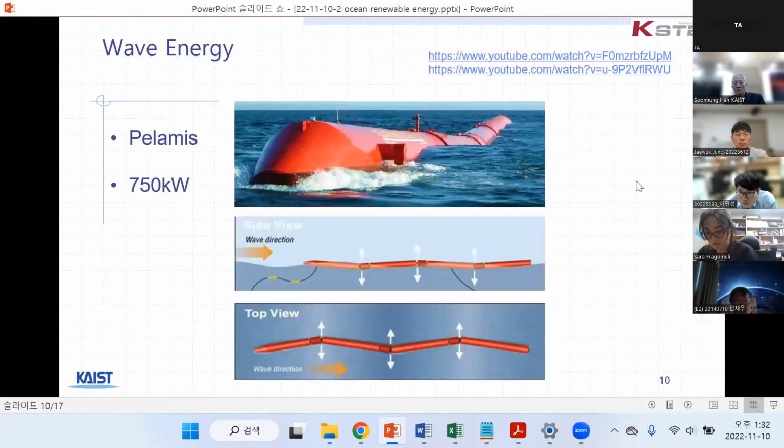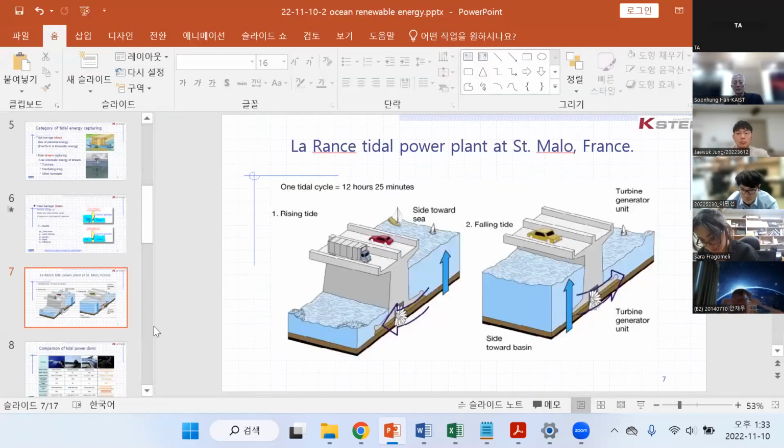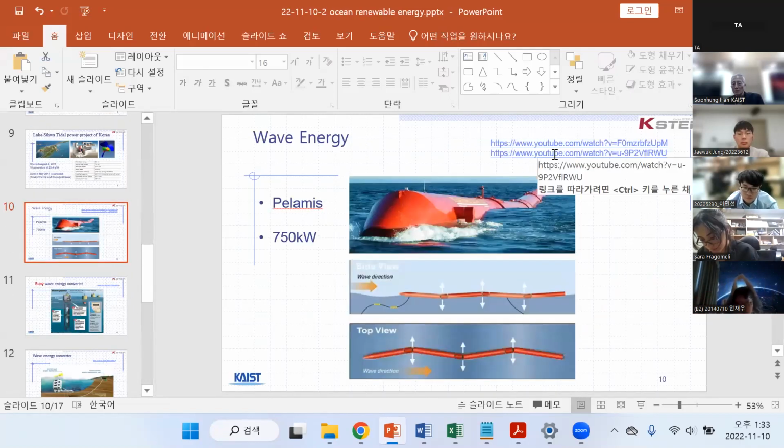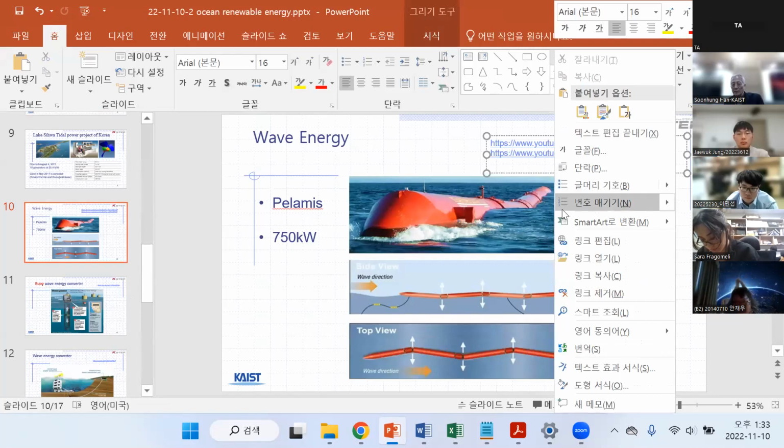And we go on to wave energy. Pelamis is an interesting one. The energy is coming from the waves going up and down. So let's see the video first. Alright. Watch this time, the second one.